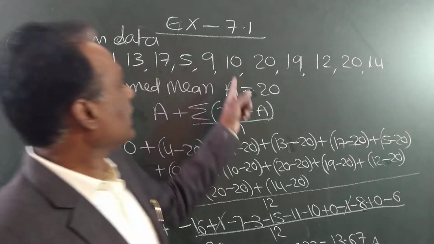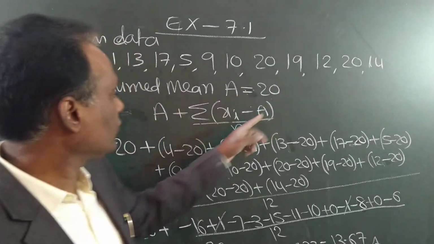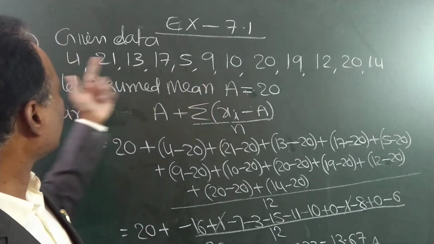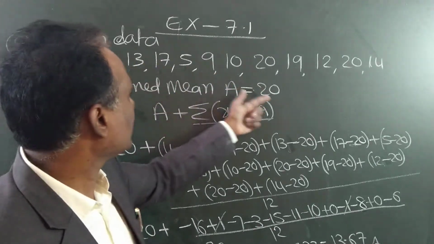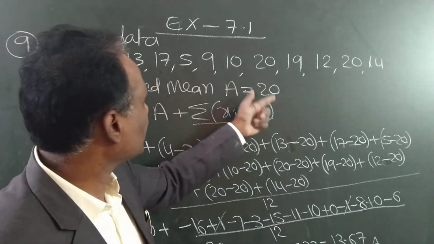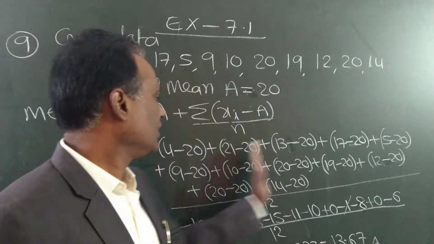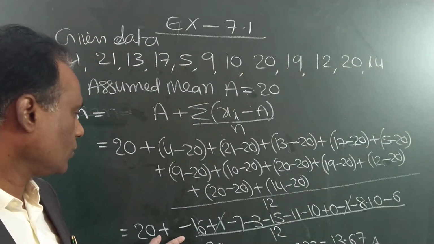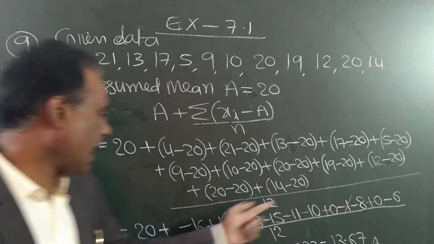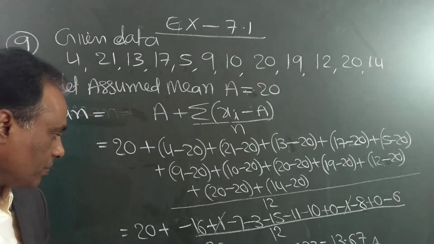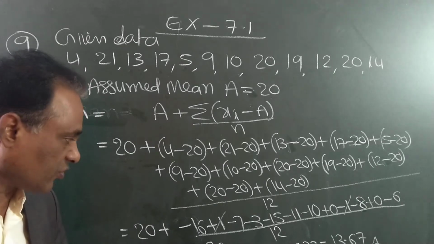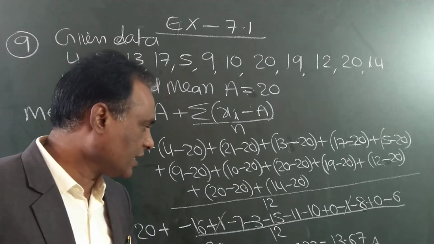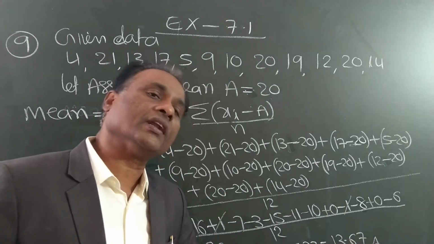Any number you take it as A. I took it as 20. So 20 you write here. Subtract 20 from all: 4 minus 20, 21 minus 20, 13 minus 20, 17 minus 20, 5 minus 20, like that. And divide by the number of terms, 12. So all added, minus 76 by 12. Plus into minus is minus. 76 by 12 is 6.33. You can divide. 20 minus 6.33 is 13.6.